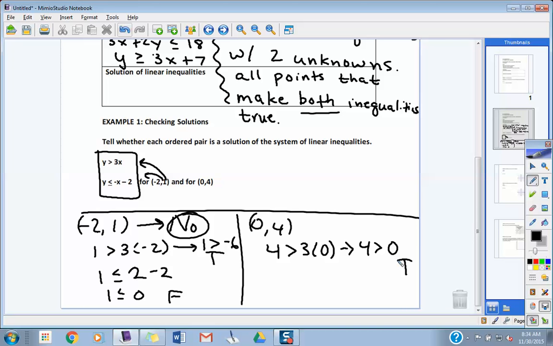Check your next one. What are you going to throw in for y again, kiddos? 4 less than or equal to, this will become 0 minus 2, won't it? So 4 is less than or equal to 0 minus 2. 4 is less than -2. Is that true or is that false? 4 less than -2? It's false. Okay? That's false.